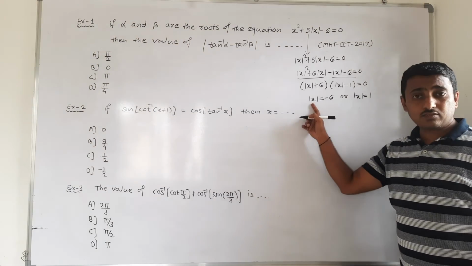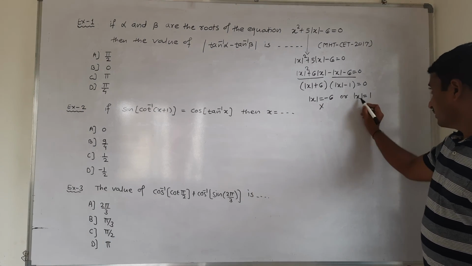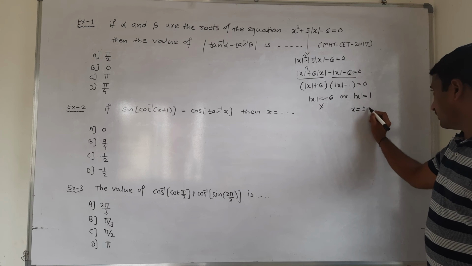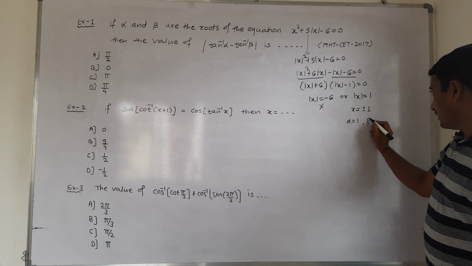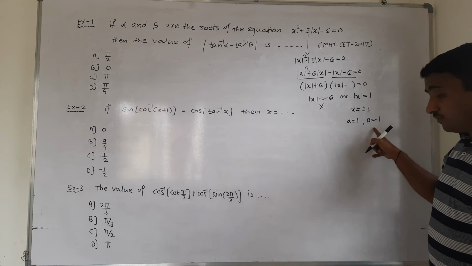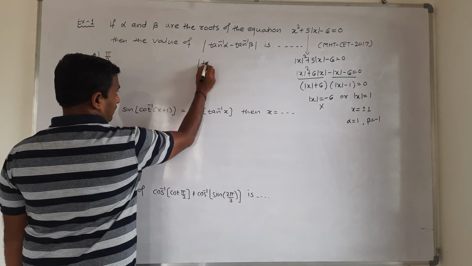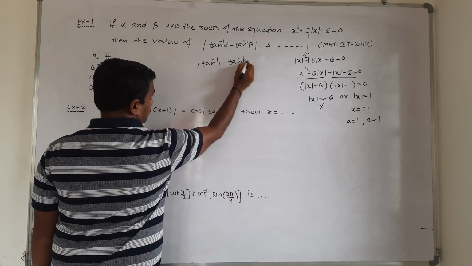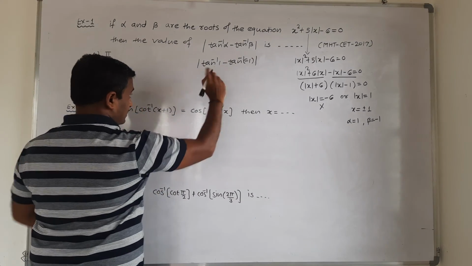But the value of modulus is always positive. Therefore, minus 6 is not possible. This is cancelled. Therefore, modulus x equal to 1 means x equal to plus or minus 1. These are the roots. Therefore, alpha is equal to the first root 1 and beta is equal to minus 1. We want the value of tan inverse alpha, that is 1, minus tan inverse of minus 1.